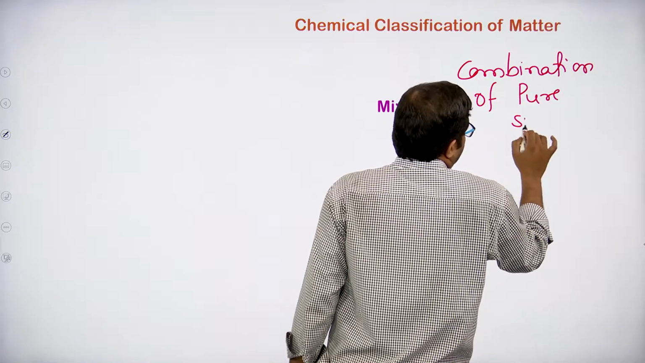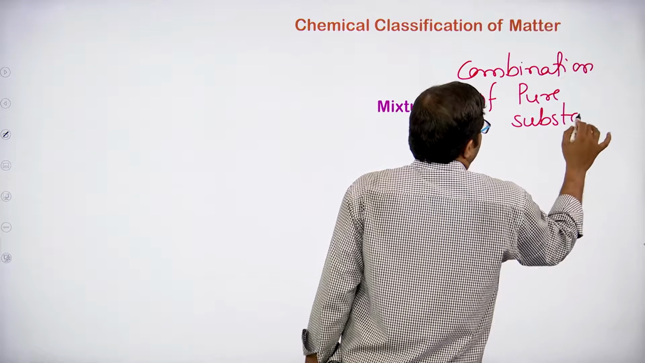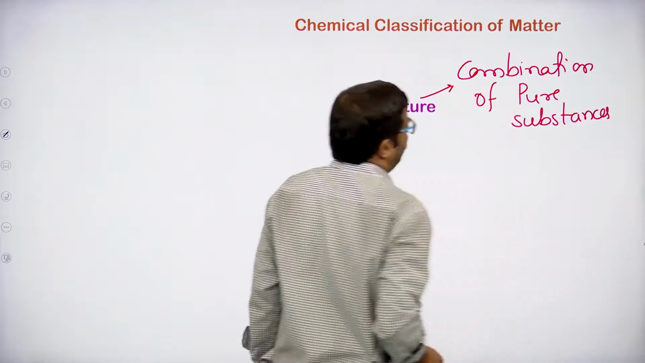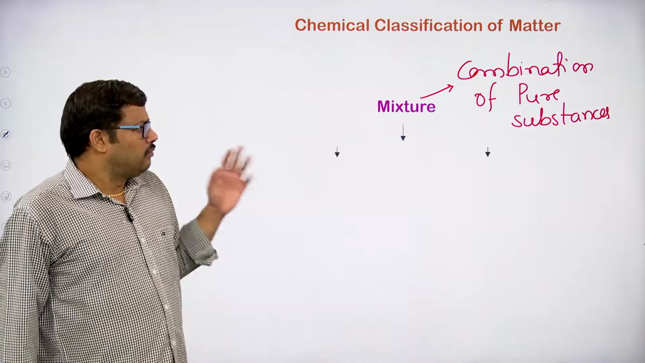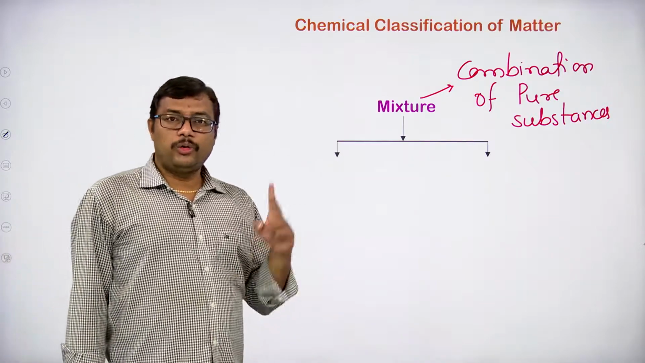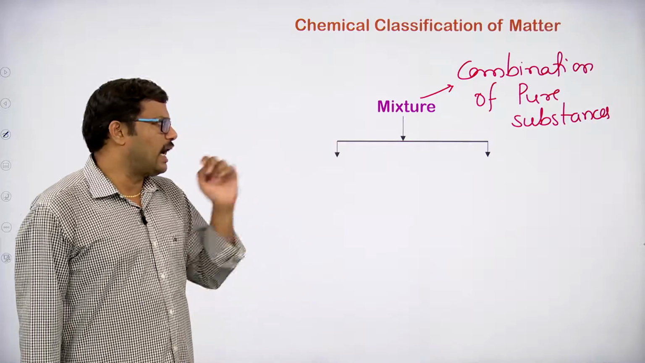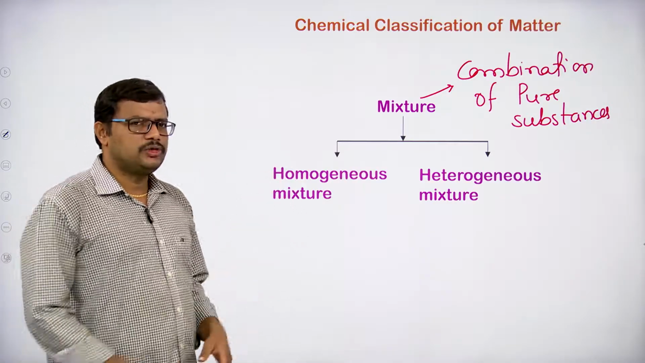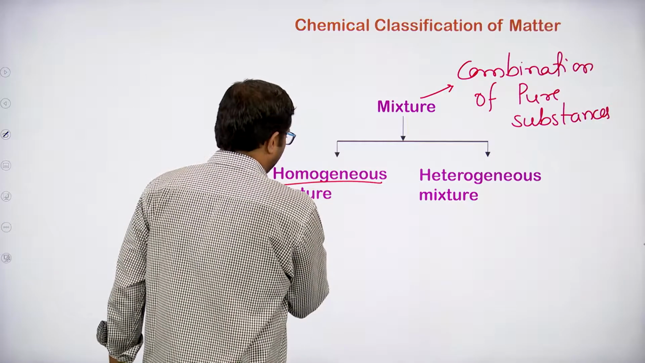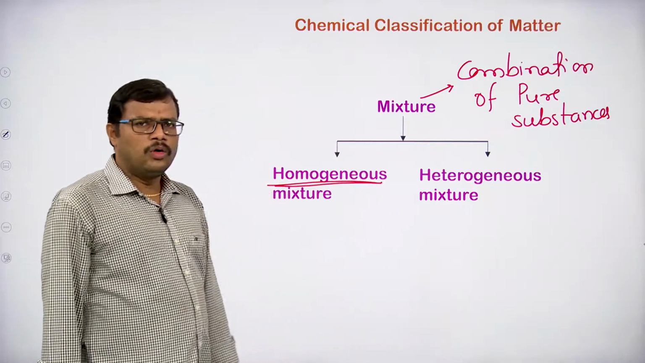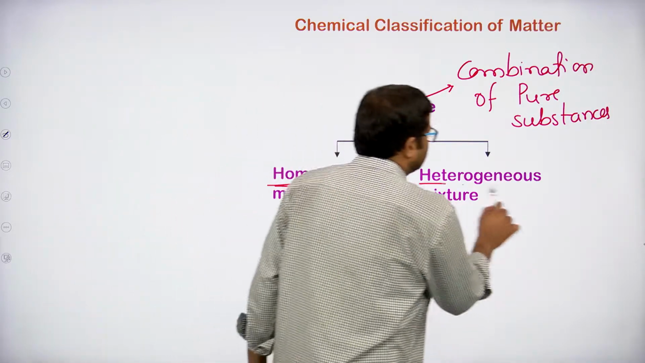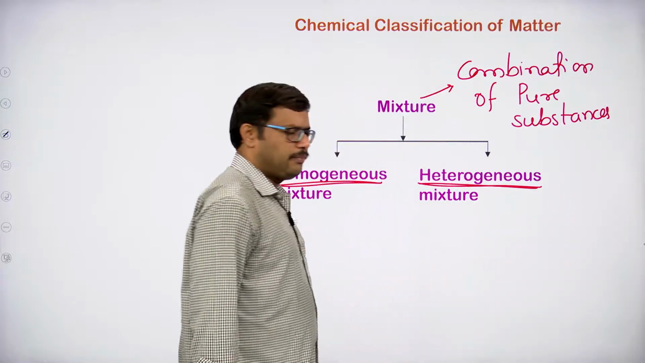Pure substances, for example two or more pure substances, when they combine together we end up with the formation of a mixture. A mixture is further divided into two categories. The first is called a homogeneous mixture. The second is called a heterogeneous mixture.